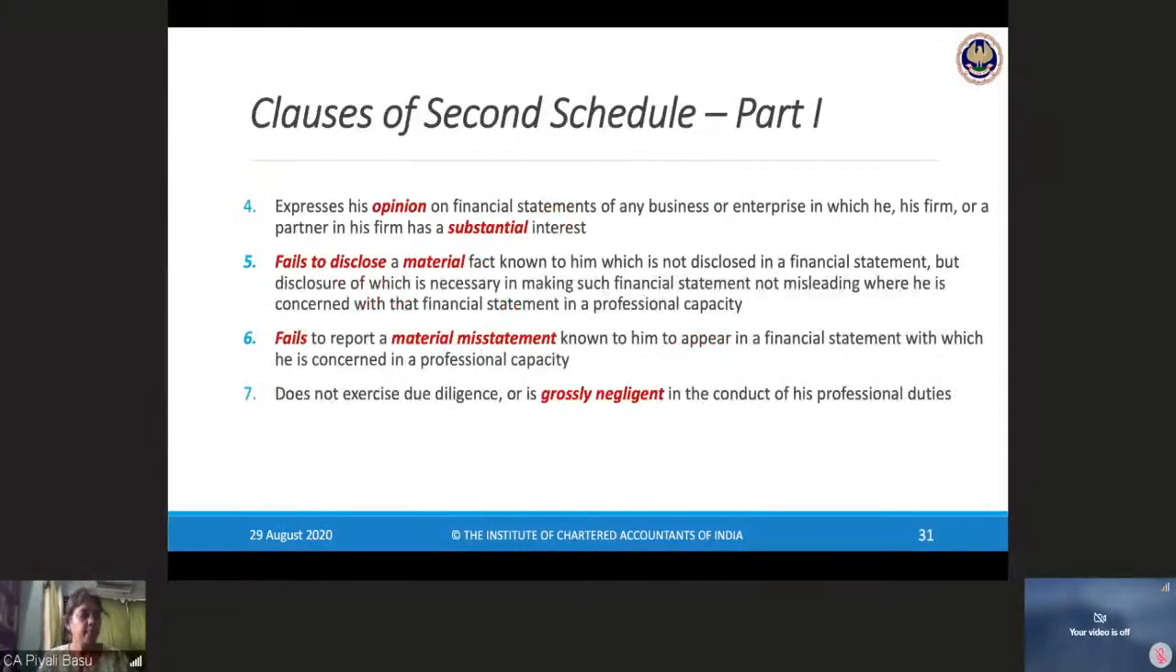Clause 4. What is clause 4? Expresses opinion. Here the words are opinion and substantial. Okay. So please remember the words opinion and substantial. Expresses his opinion on financial statement of any business or enterprise in which he, his firm, or a partner in his firm has substantial interest. Interested. Okay. We are not supposed to give such opinion.